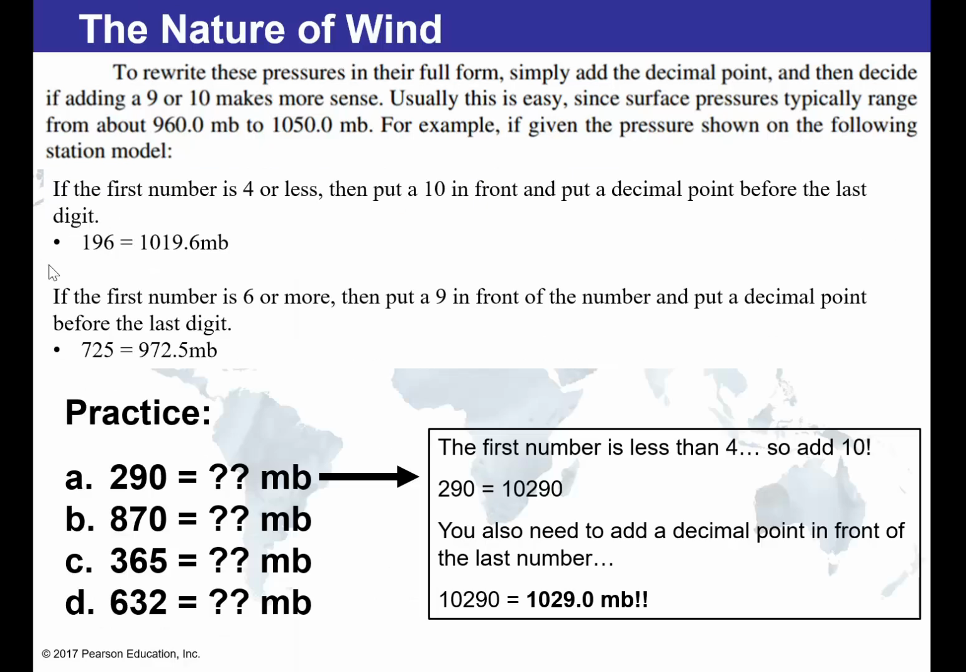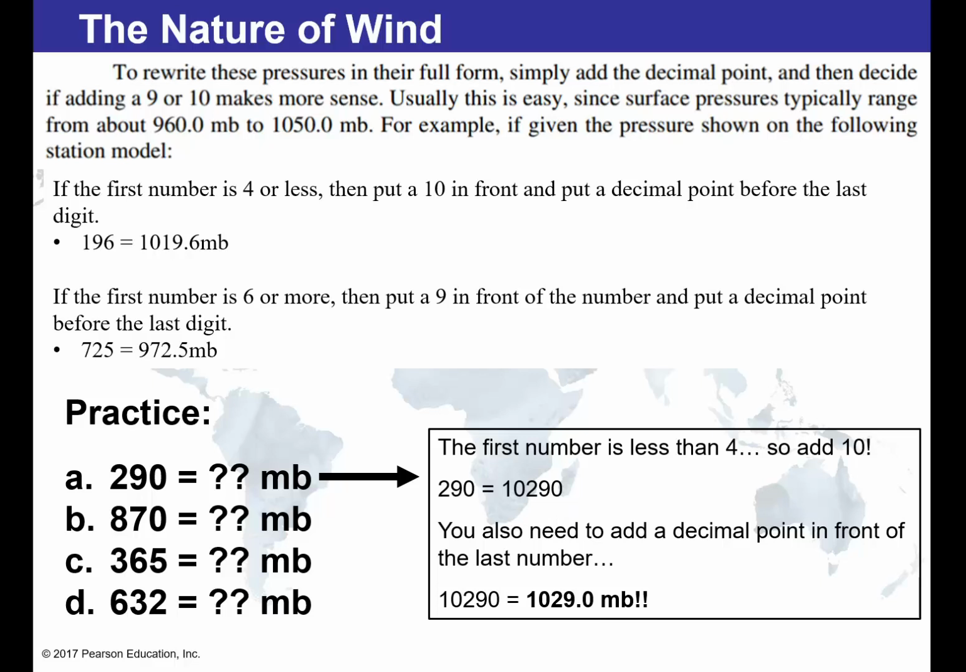Let's take a look at a few more examples. These are the examples that we looked at on the previous slide, so let's go ahead and practice with A. Taking our cheat code into account, our first number is going to be less than or greater than 5, in essence. Clearly, 2 is less than 4, so what do we need to do? We are going to add a 10 in front of that number and a decimal point before the last digit. You can see how I've more or less shown my work. We've added our 10, so our number becomes 10 to 90. Now we have to add our decimal point between the last two digits, so our total air pressure is going to be 1029 millibars.